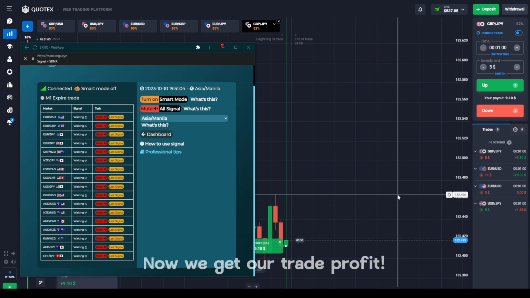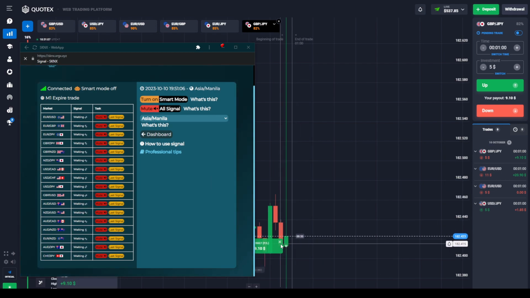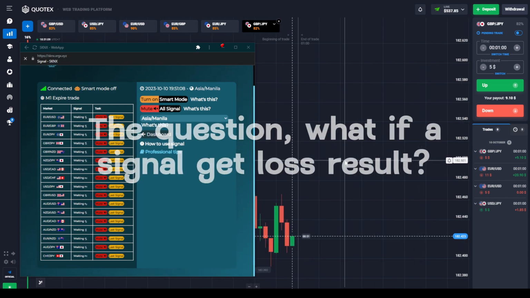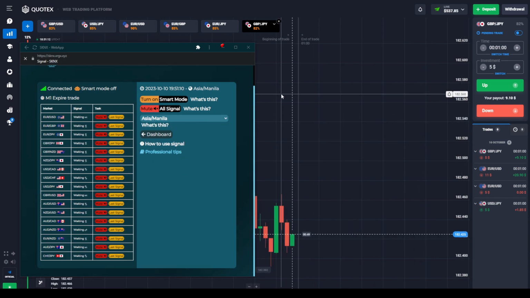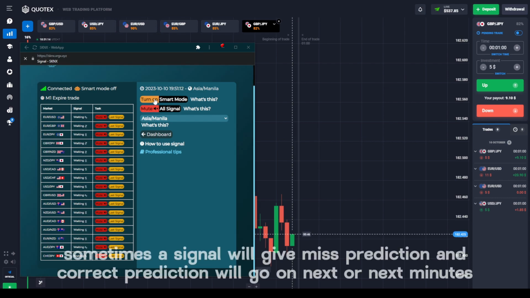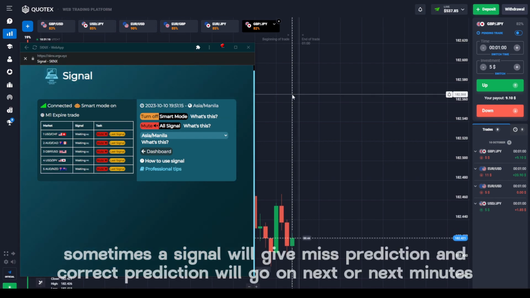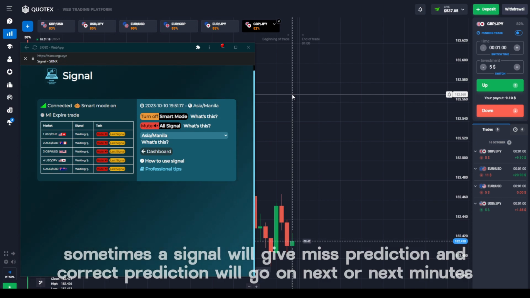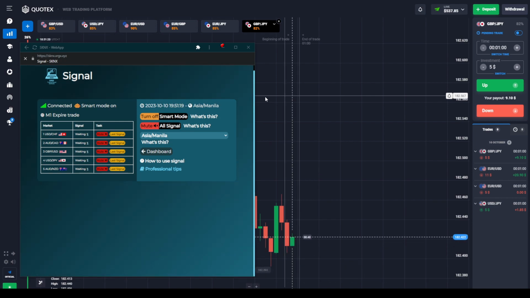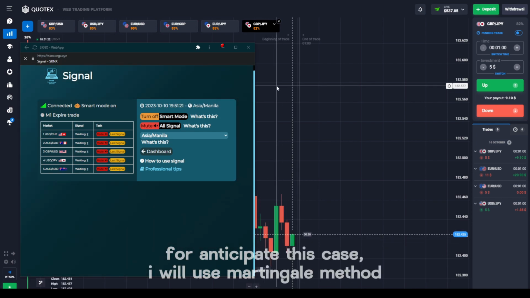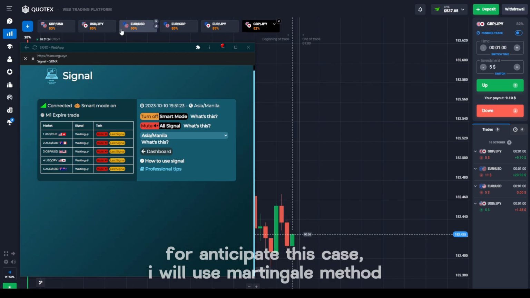Now, we get our trade profit. The question: what if a signal gets a lost result? Sometimes a signal will give a misprediction, and the correct prediction will come on the next minute or the minute after. To anticipate this case, I will use the Martingale method.